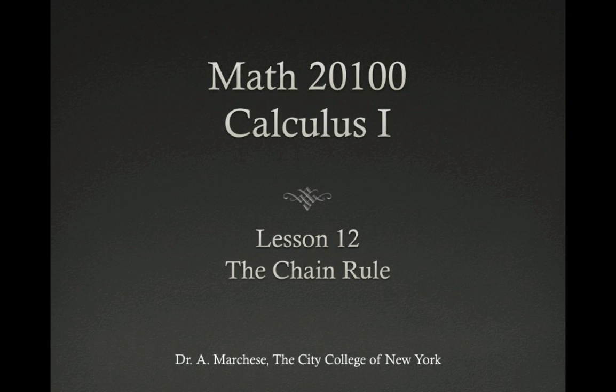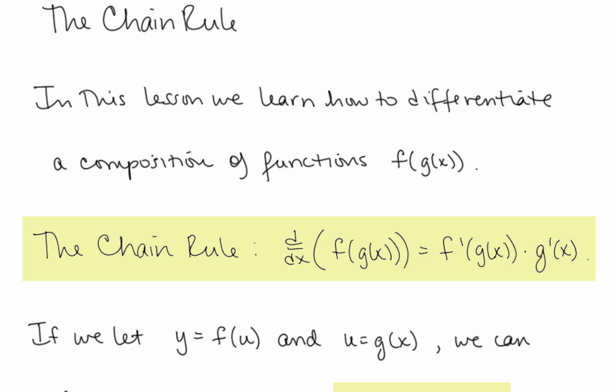This is Lesson 12 in our Calculus 1 series, the chain rule. In the last couple of lessons, we learned some basic differentiation formulas, and we learned how to take the derivative of a product or quotient of functions. In this lesson, we learn how to differentiate a composition of functions. So that's when you have one function plugged inside another.